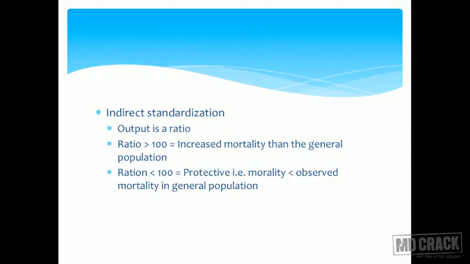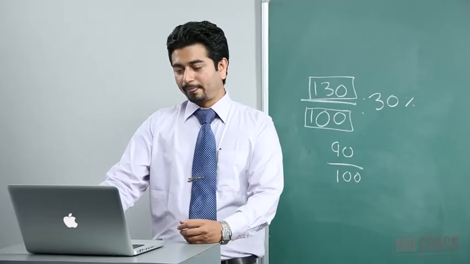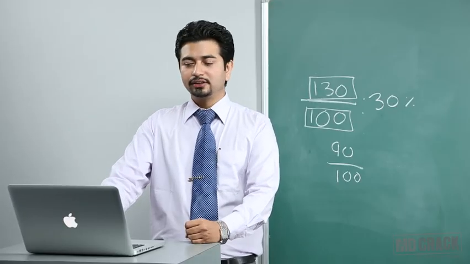So a ratio above 100 means increased mortality compared to the general population, and a ratio less than 100 is protective, that is, mortality is less. More often than not, if there is a question or an example in the examination, you will have this ratio above 100 and it should be increased mortality. Sometimes just to trick you, if you see that the ratio is less than 100, that is protective. So that is direct and indirect standardization.